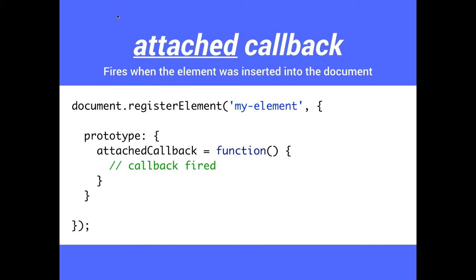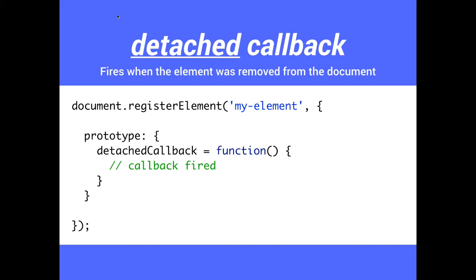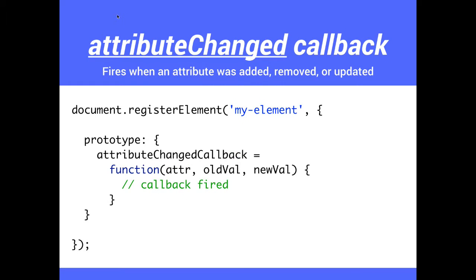We also have the attached callback. That's the one we use the most. This one is fired when an element was inserted into the document. You have the detached callback, which is fired when you remove the element from the document. And we have attribute changed, which is fired when some attribute changes. So let's explore these ones.